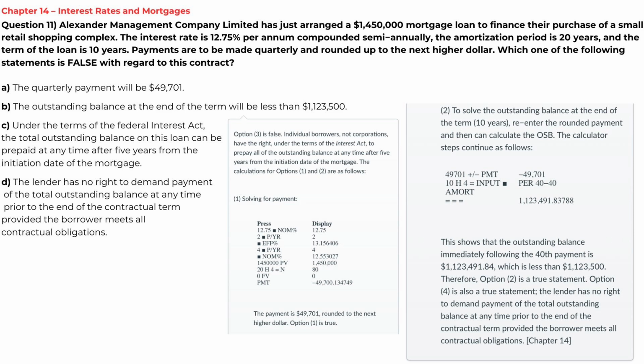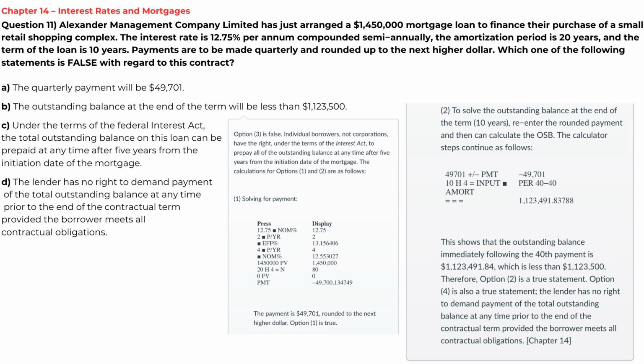Question 11. Alexander Management Company Limited has just arranged a $1,450,000 mortgage loan to finance their purchase of a small retail shopping complex. The interest rate is 12.75% per annum compounded semi-annually. The amortization period is 20 years and the term of the loan is 10 years. Payments are to be made quarterly and rounded up to the next higher dollar. Which one of the following statements is false with regard to this contract?